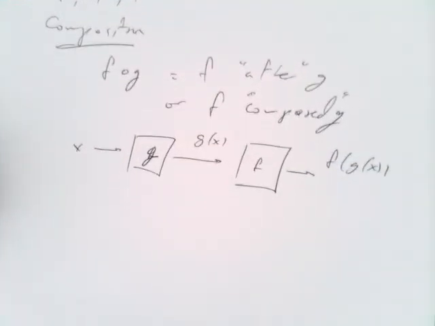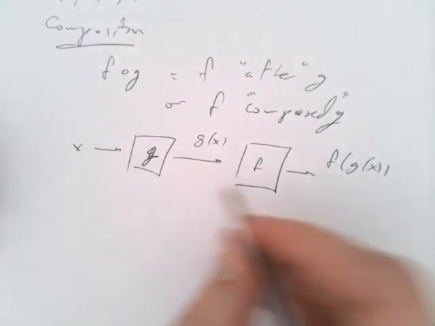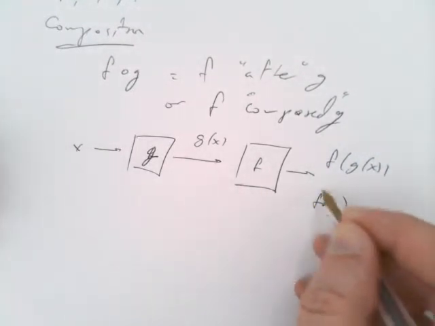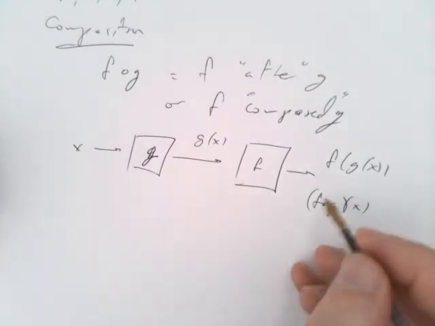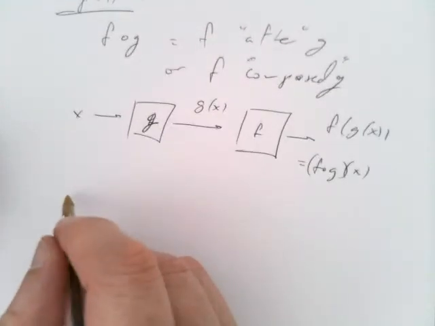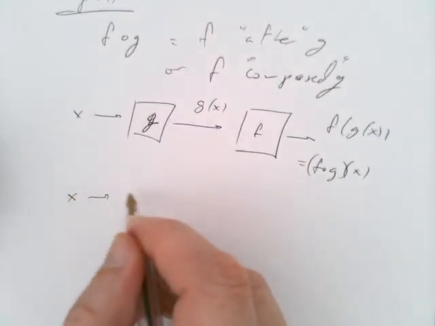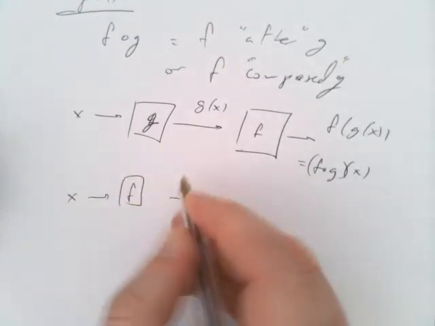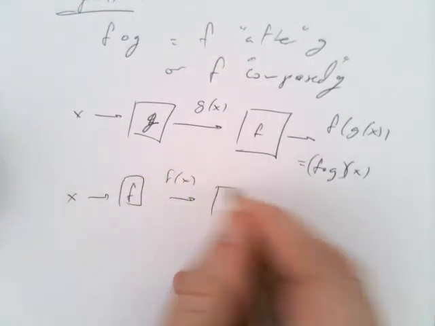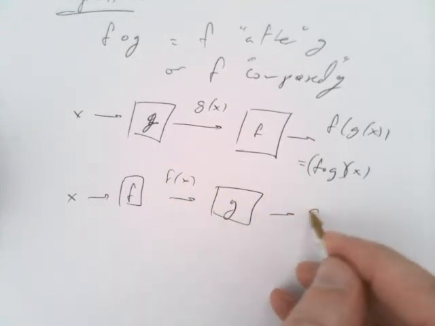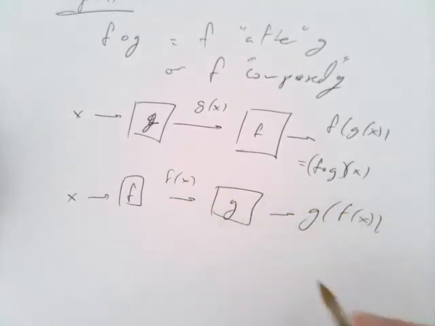And if we do them in the opposite order, that's g composed f of x. If we do them in the opposite order, we get a different function in general, x going first to f gives me f of x, and then going through g gives me g of f of x. And those are usually different functions.